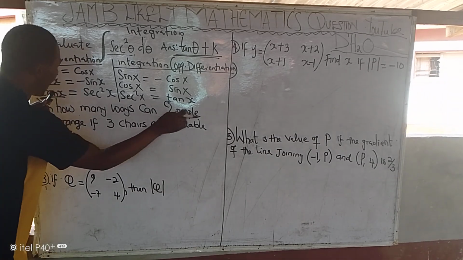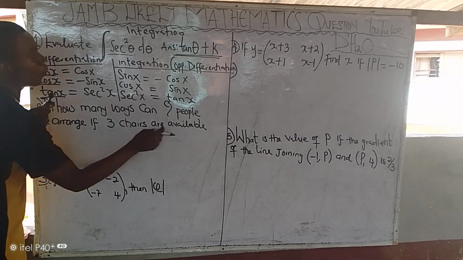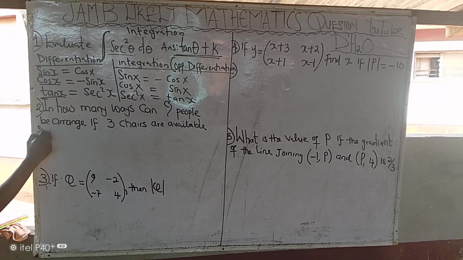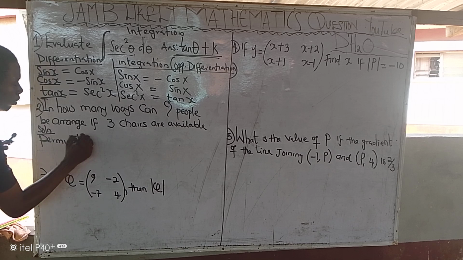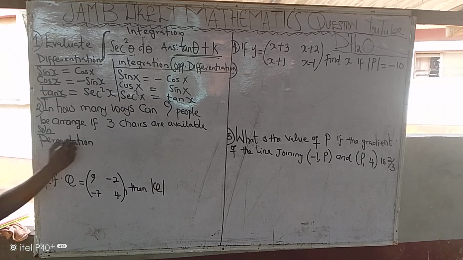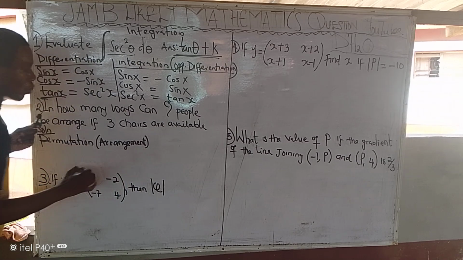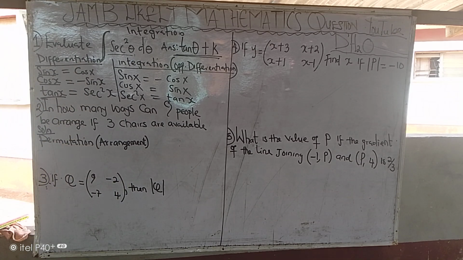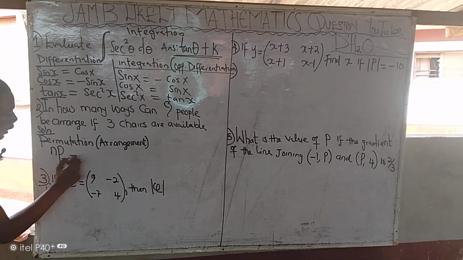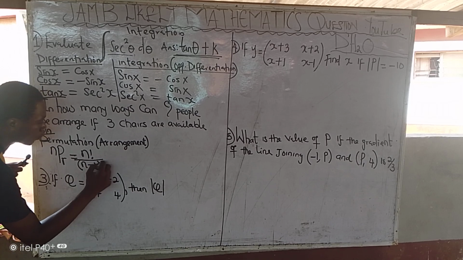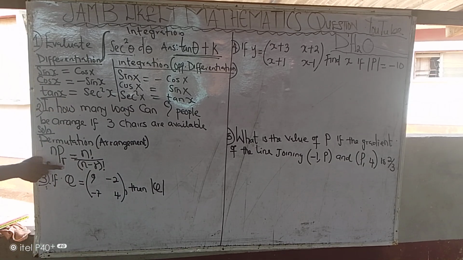In how many ways can 9 people be arranged if 3 chairs are available? Which topic do we have this question from? This question is under a topic called permutation. Permutation has to do with arrangement. In permutation, we arrange numbers or alphabets. And what is the formula for permutation? nPr is equal to n factorial over n minus r factorial. This is your formula for permutation.